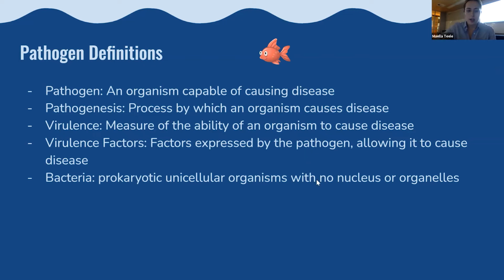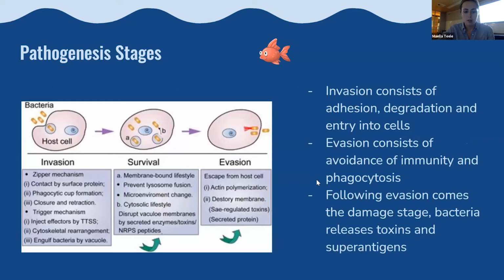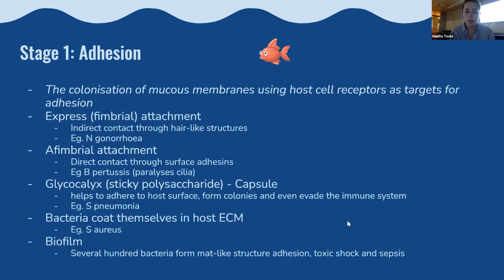So next slide, I'm going to be talking about the stages of pathogenesis. We kind of covered this in the first slide with the recap of the stages, but you've got your invasion, you've got your survival and evasion, and then you've got damage. Invasion consists of adhesion, degradation, and entry into the cells. Evasion consists of avoidance of the immunity and avoidance of phagocytosis. And then following evasion comes the damage stage, and that's when bacteria release toxins and superantigens and can have really quite devastating effects on the host. So we'll start with invasion.